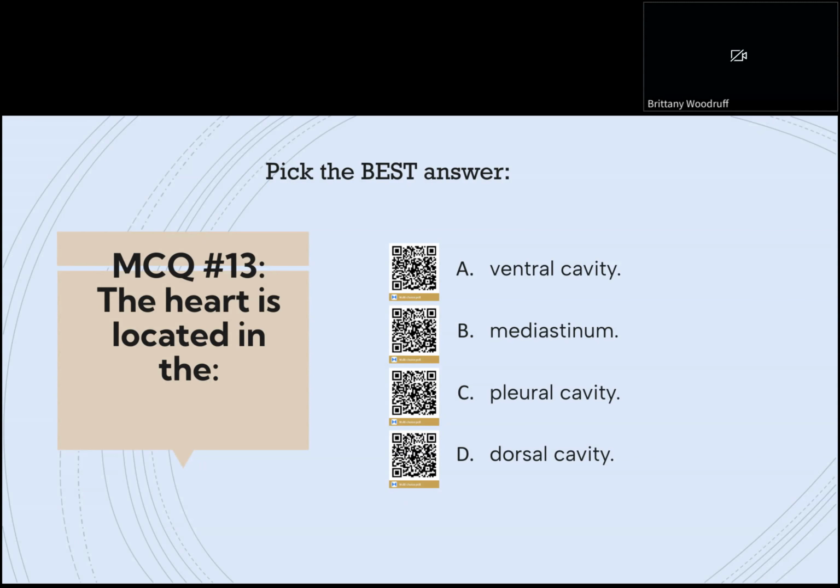Which one? Ventral cavity. Right? So your body is divided into the ventral and the dorsal. The ventral is going to be divided into your thoracic and what? Abdominal pelvic. Your abdominal pelvic cavity is divided into your abdominal and pelvic.